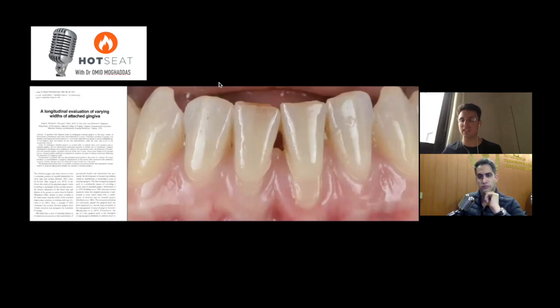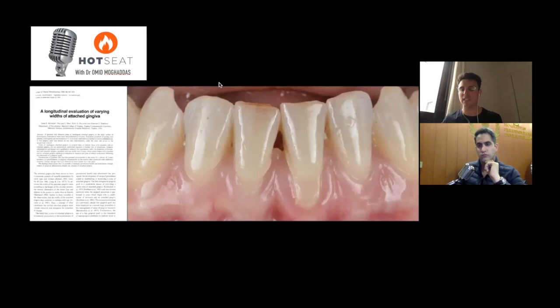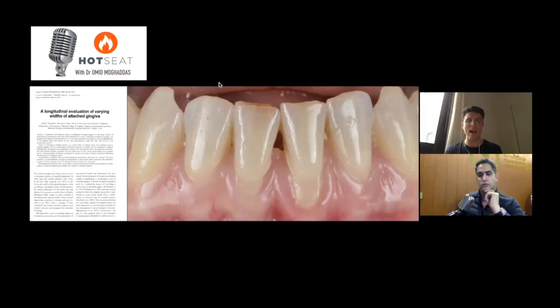On the flip side of the coin, there are patients that are inefficient in doing personal administered oral hygiene measures. In these patients, of course, keratinized mucosa is going to be playing a key role in preserving health around not only natural teeth, but also around dental implants.